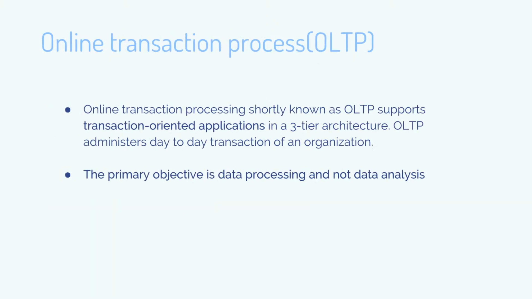Okay, so let me see what is OLTP, online transaction processing. Online transaction processing supports transaction-oriented applications like 3-tier architecture. Normally it is used for 3-tier architecture. The primary objective is processing, not data analytics. If you have data, we can use OLTP with 3-tier architecture to retrieve the information.